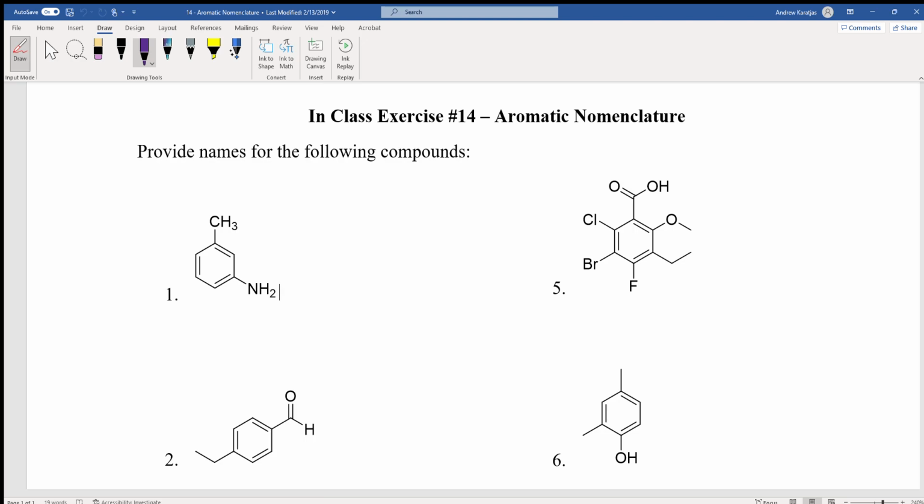While this looks like a relatively straightforward example, and it should be, an aromatic ring with just a methyl group and a NH2 group, the reality is this is a good example of a compound that has many different names. Now we know that the CH3 group here is referred to as a methyl, and the NH2 group, if we call that a substituent, we would use the name amino.